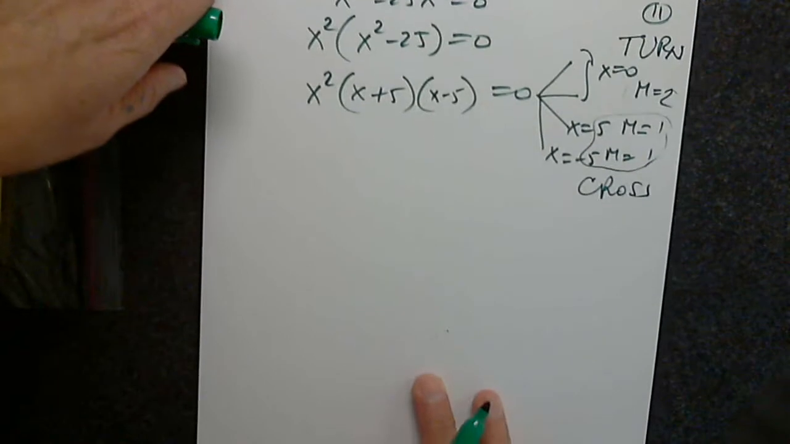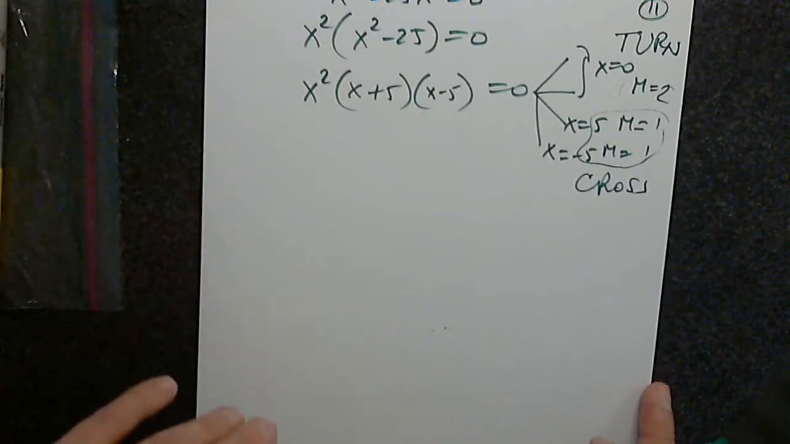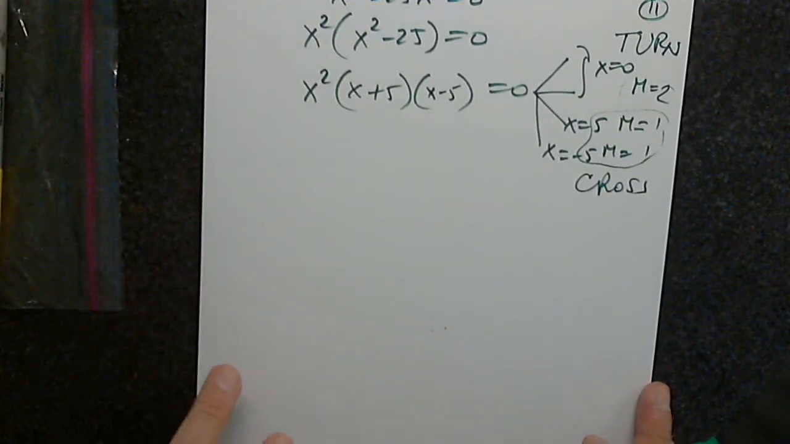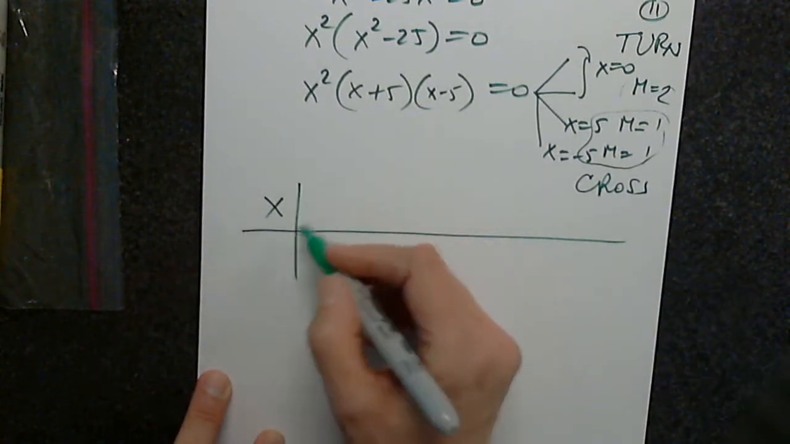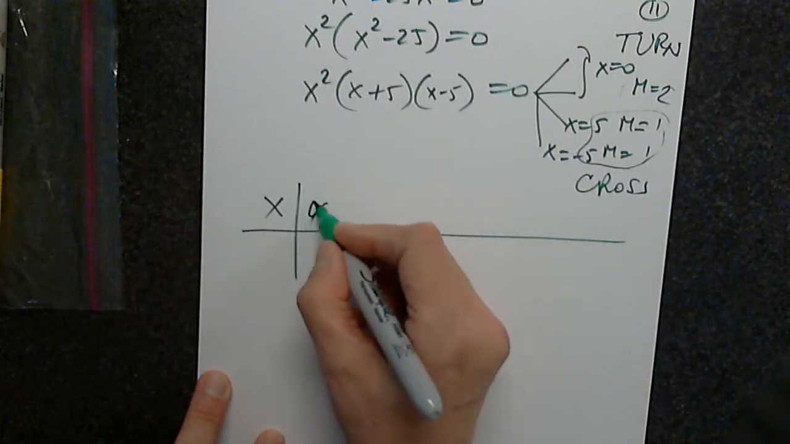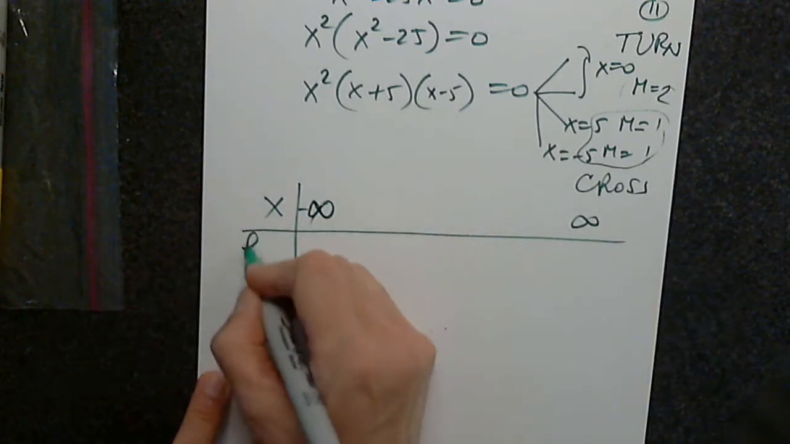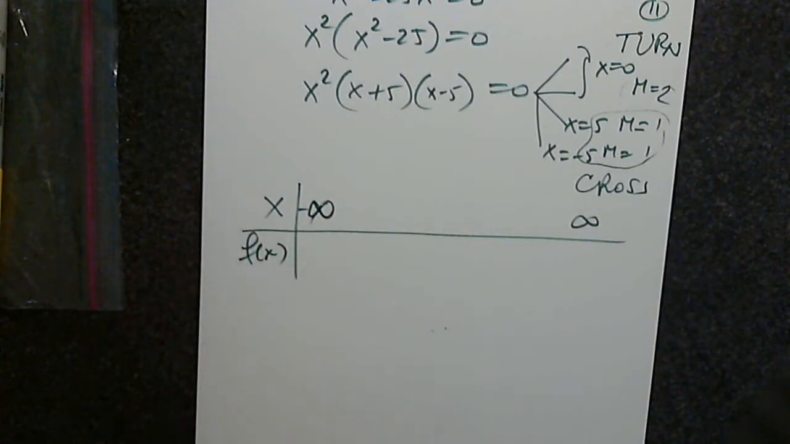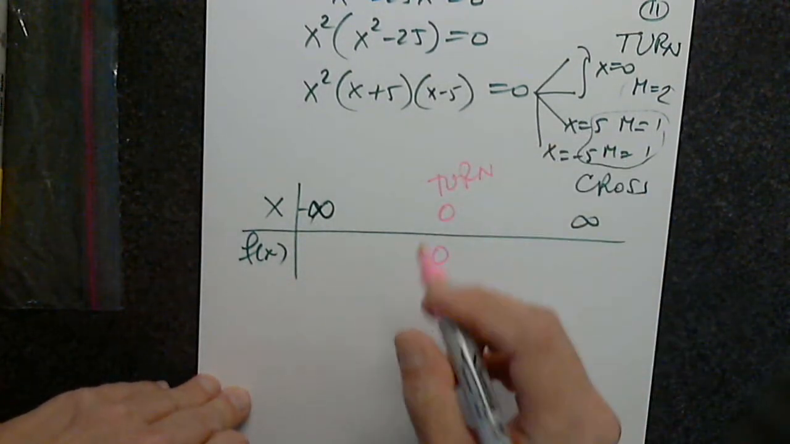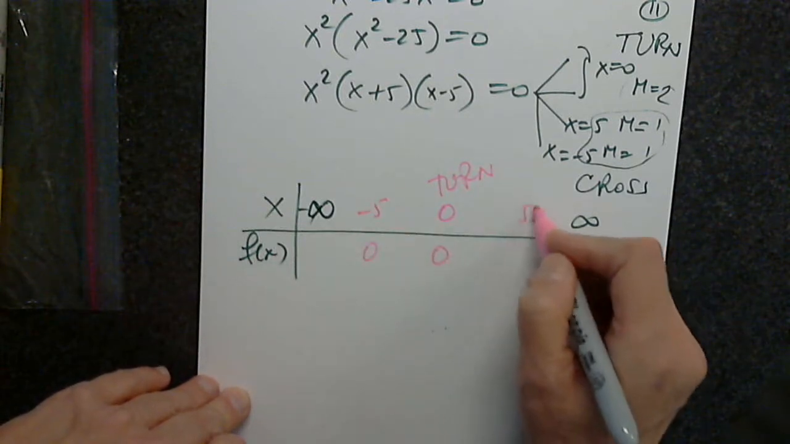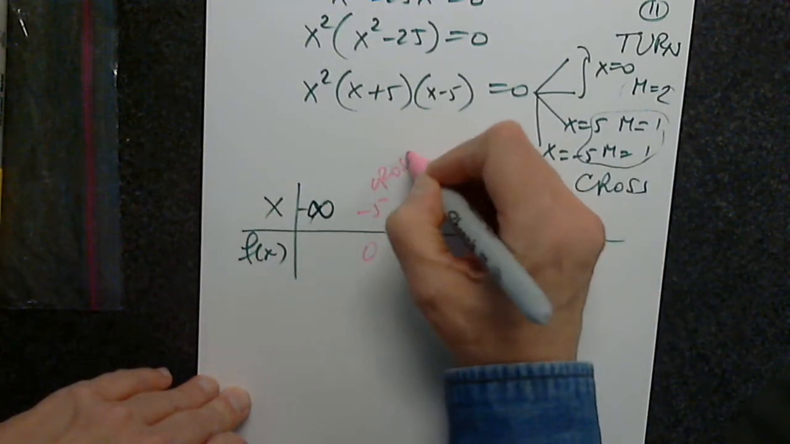Slow or regular? Regular. Multiplicity 1 is not slow. Very good. So we're going to put 0, 0 and right turn. We're going to put negative 5, 0 and 5, 0 and right cross.